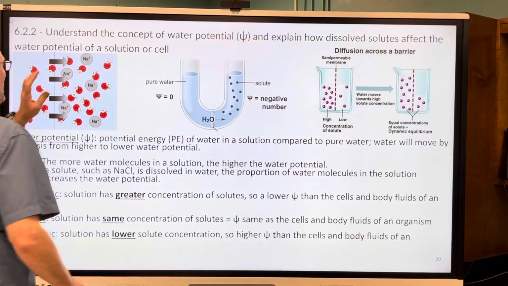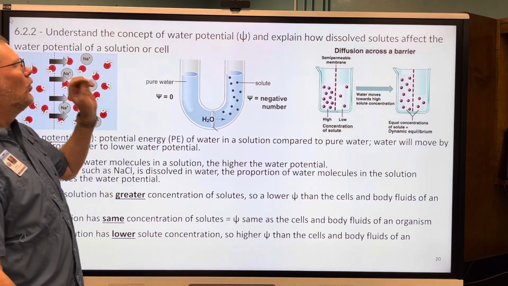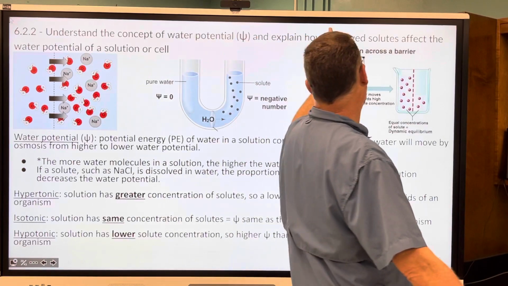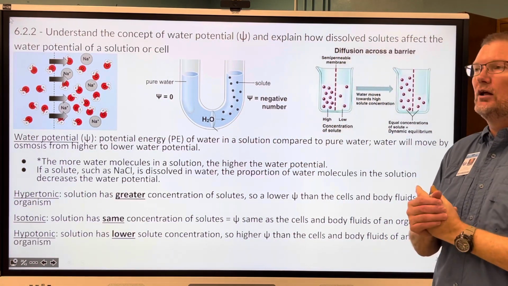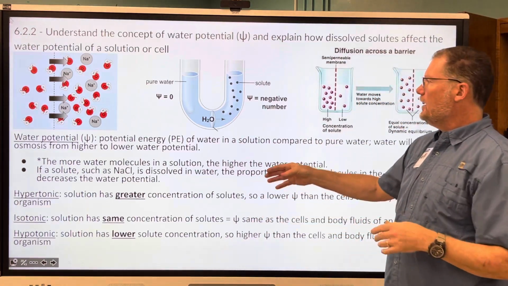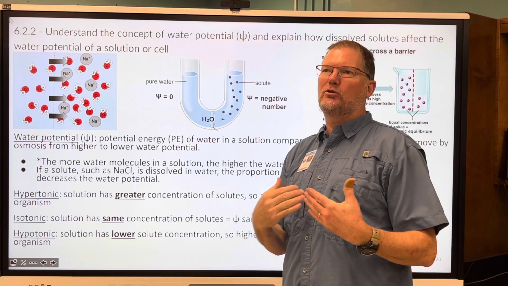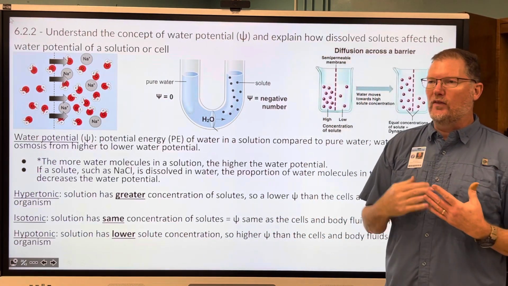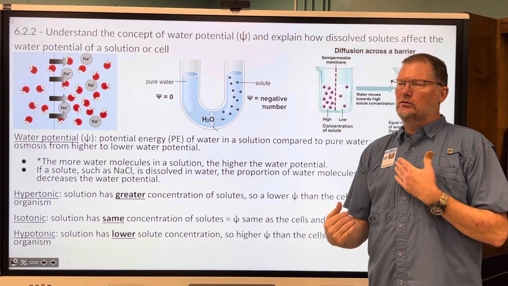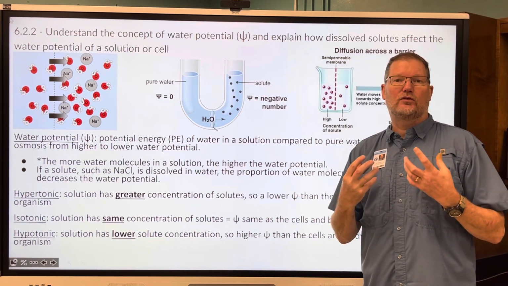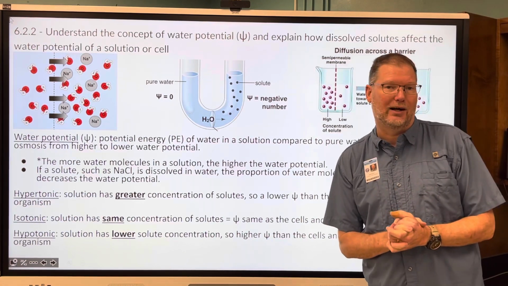Okay. So understand the concept of water potential, that symbol, and explain how dissolved solutes affect the water potential of a solution or a cell. Because that's what all this comes down to. Yeah, we've got beakers and pipes and diagrams, but eventually we're going to be talking about how, in the next set of notes, I believe, this affects fish and invertebrates like coral polyps, okay?